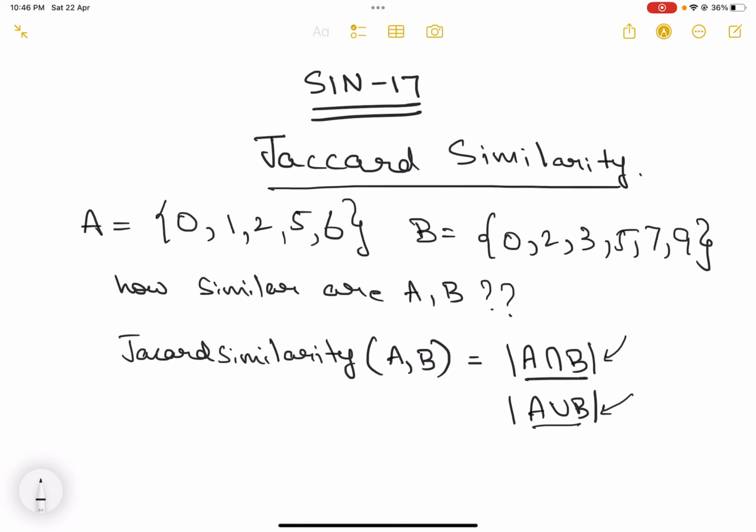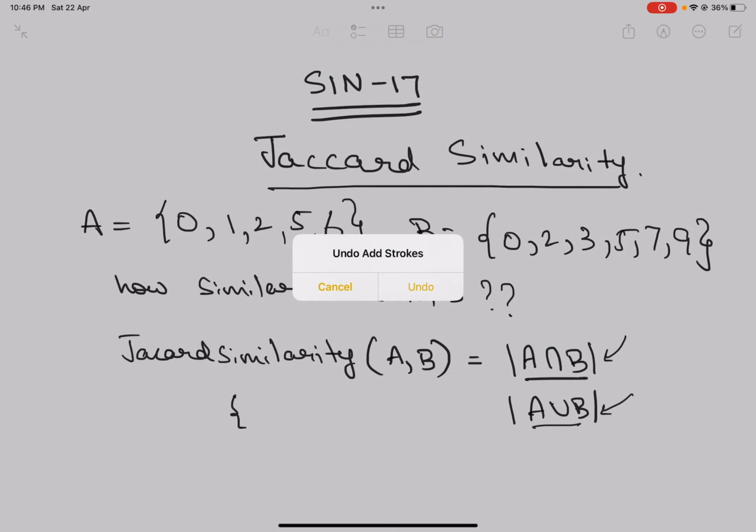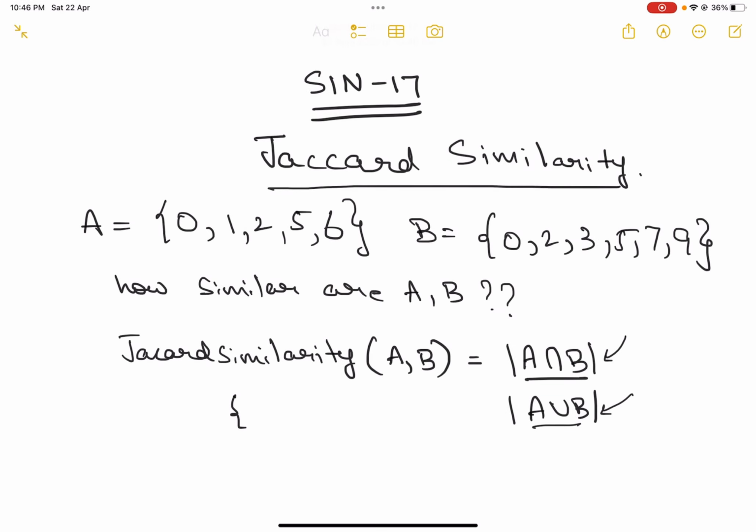Now, A intersection B has what all elements? A intersection B is basically the common elements between A and B, right? So 0 is common, 2 is common, and 5 is common. The magnitude or the absolute value of this is what we want.